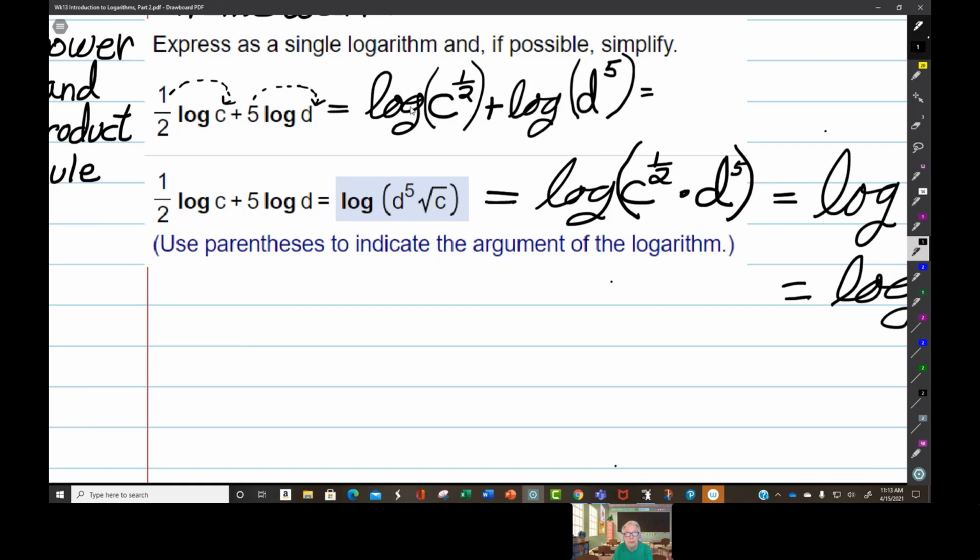Okay, now look what you've got. You've got the log of an argument plus the log of an argument. That plus means you're going to use the product rule. Here you use the power rule. Now you're going to use the product rule, log of C to the 1/2 times D to the 5th. And that would be your next step, which I have here.